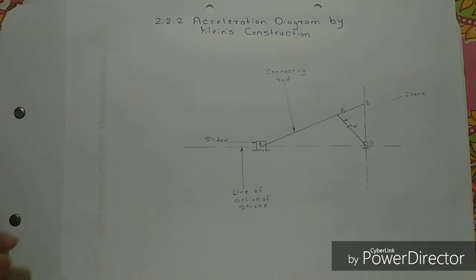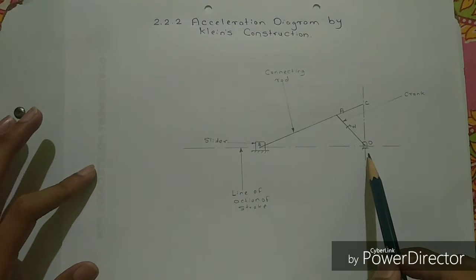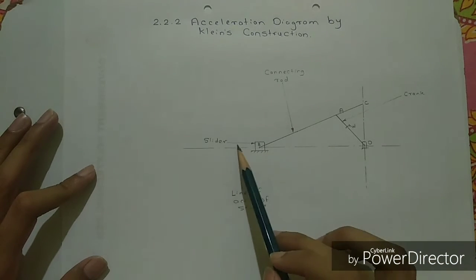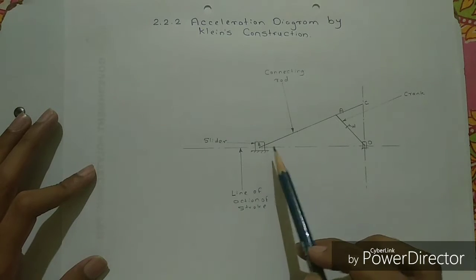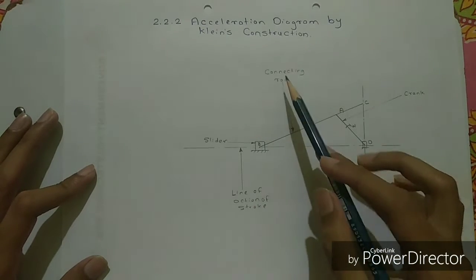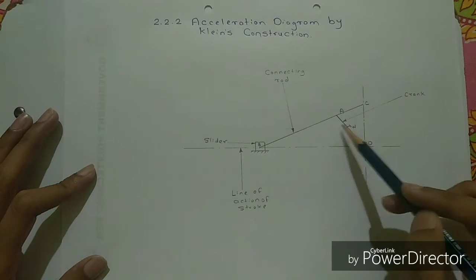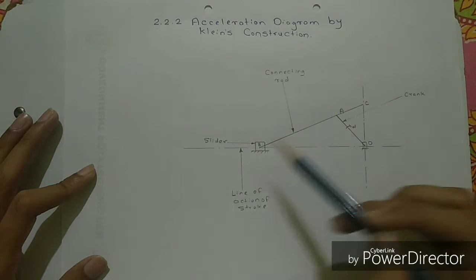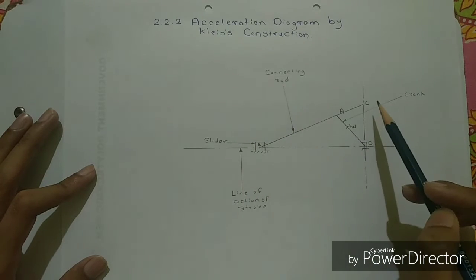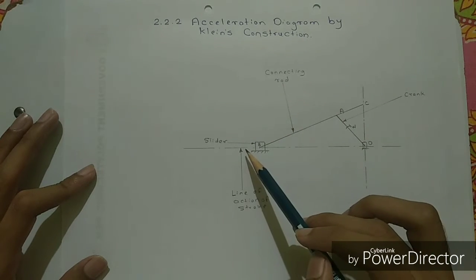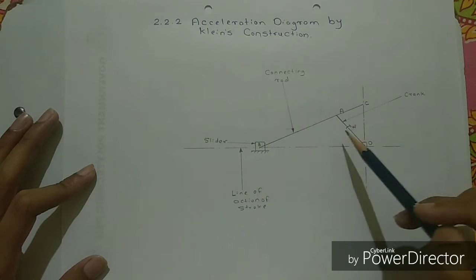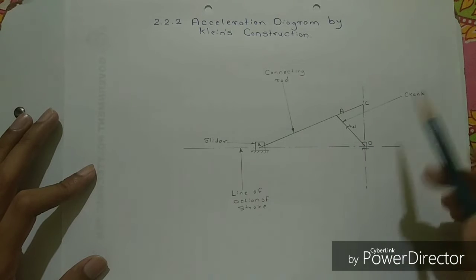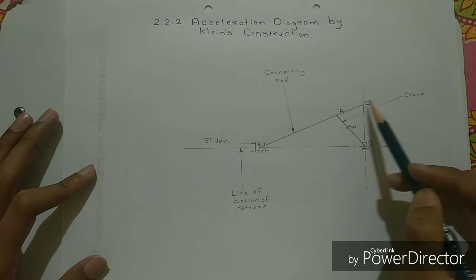Previously we drew the line of action of stroke from the point O, and this point P is a slider, which is constrained in motion. This is AB, the connecting rod, AO is the crank, and AC is the connecting rod velocity, CO is the velocity of the piston, and AO is the crank velocity, which is moving with a certain angular velocity. Then draw the velocity diagram.